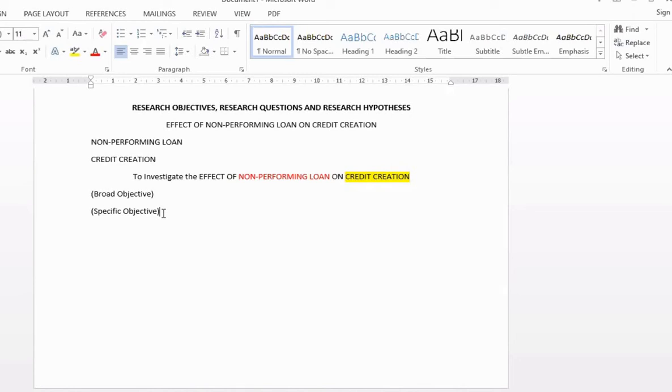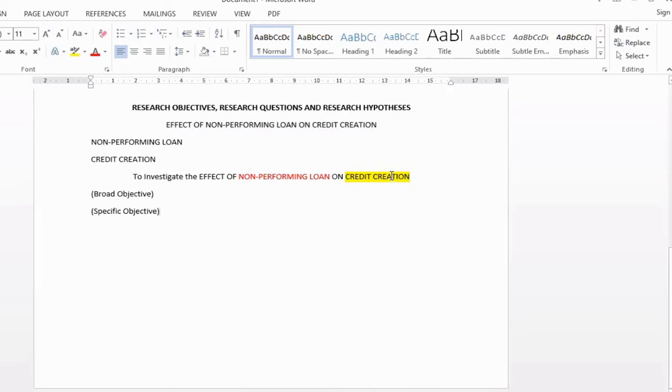Now let's assume we want to unbundle credit creation. Using time elements, we can look at short-term credit, medium-term credit, and long-term credit. Are you getting that now? When you say to investigate the effect of non-performing loan on credit creation, it's too broad. It may be difficult to measure because it is bundled up. So to be able to measure this in specific terms and then create research questions and formulate hypotheses, you need to unbundle the variables.